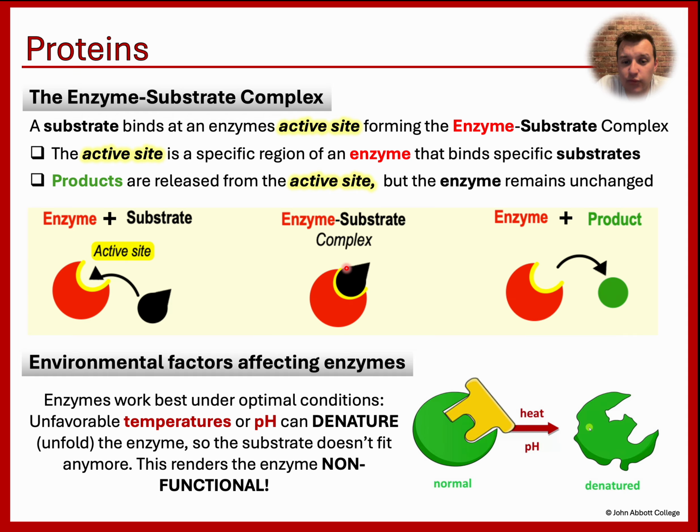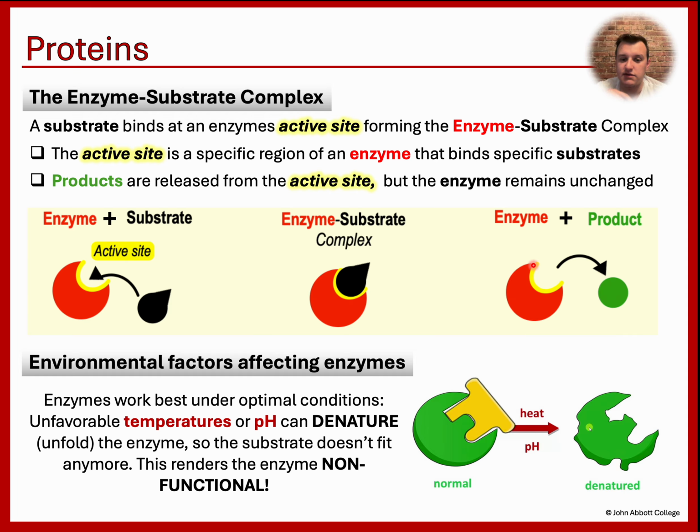So products, when they bind together, then boop, something happens, right? There's a chemical reaction that happens, and products are released from the active site. But I want you to understand that enzymes always remain unchanged, right? They always stay as is in the body, and they do their job of chopping things or making things, right? So that's the enzyme substrate complex.